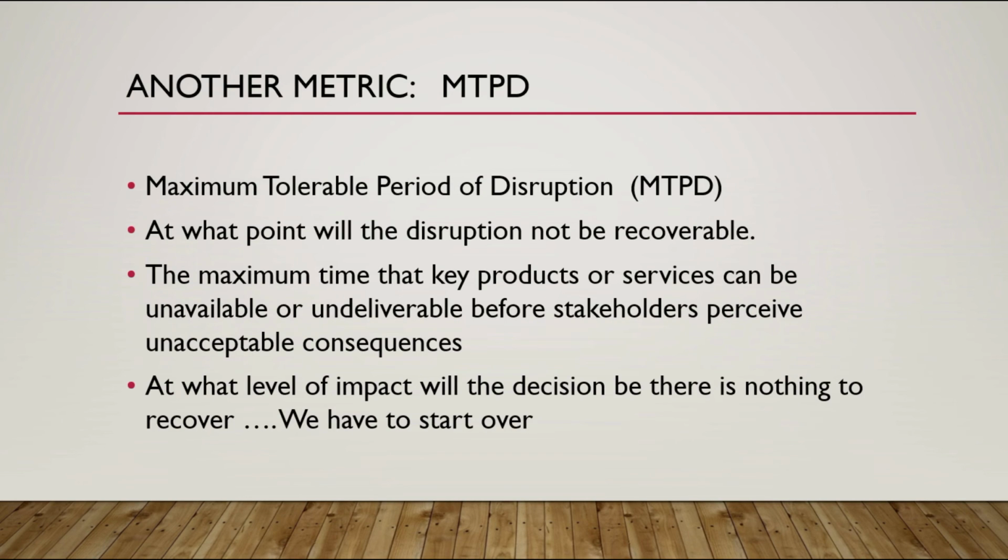Another metric could be considered the maximum tolerable period of disruption, MTPD. At what point will the disruption not be recoverable? The maximum time that the key products or services can be available or unavailable or undeliverable before stakeholders perceive unacceptable consequences. Or in other words, at what level of impact will the decision be there is nothing to recover? We have to start over.